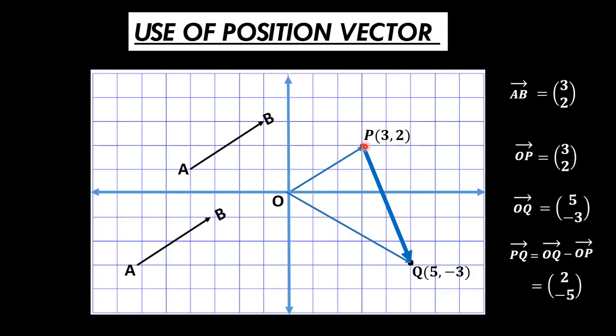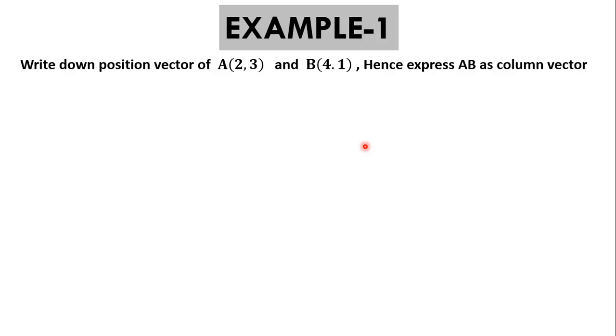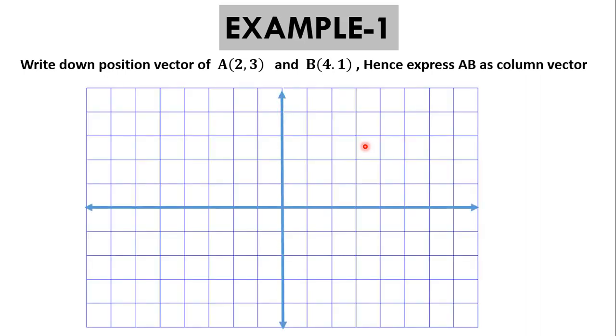Now let's further explore the position vector with an example, and we will better understand its concept. So let us consider example number 1. Write down the position vector of A, whose coordinates are (2, 3), and the point B, whose coordinates are (4, 1), and express AB as a column vector. So first of all, let's draw first the Cartesian plane for this point A and B and plot them in it. So consider XY plane, vertical line, horizontal line, and this is the point O, which is the origin. Now see, where is the point A in the plane? It is 2 units in X direction and 3 units in Y direction. So this should be the position of A.